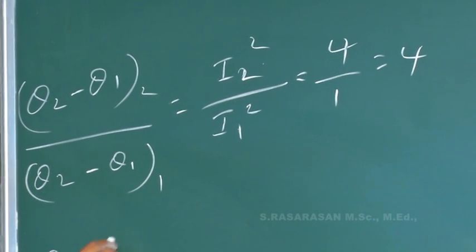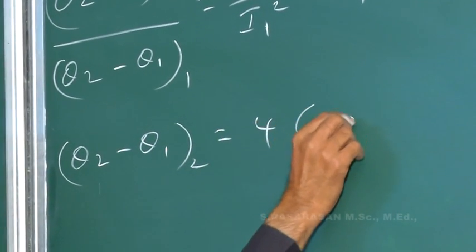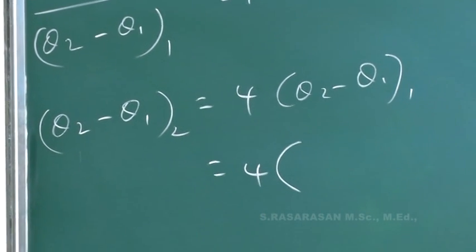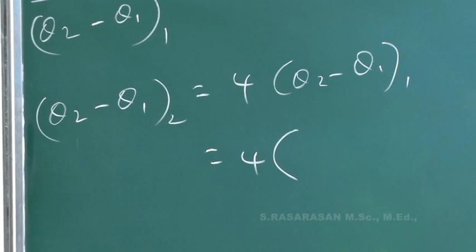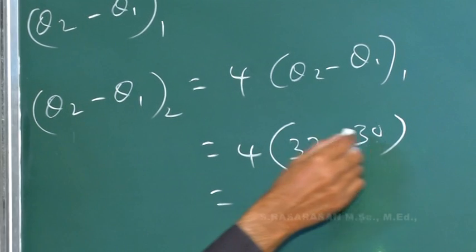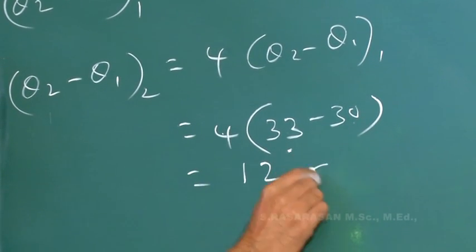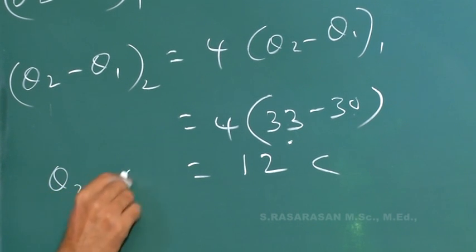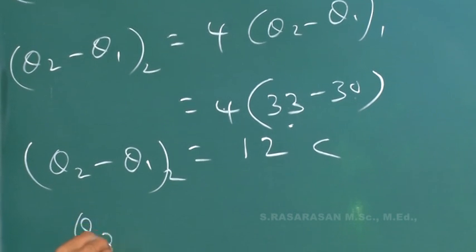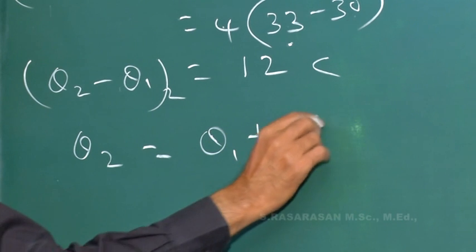So theta 2 minus theta 1 in the second case is equal to 4 into theta 2 minus theta 1 in the first case. In the first case, final is 33, initial is 30. So 3 degrees Celsius difference, 3 fours are 12 degrees Celsius. Theta 2 minus theta 1 in the second case is equal to 12 degrees Celsius. So what is theta 2? Theta 1 plus 12.